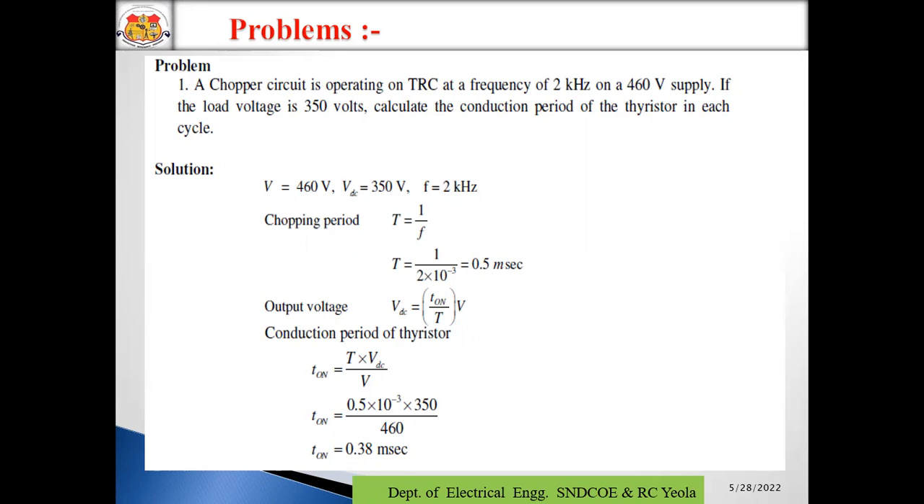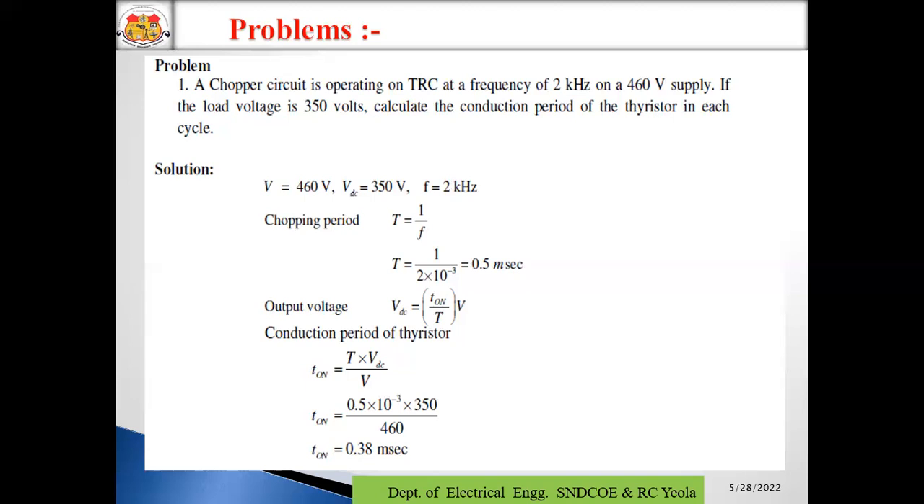In the solution, the data given is V equals 460 volt, VDC equals 350 volt, frequency equals 2 kilohertz, and the chopping period T equals 1 by F. Putting in the value of frequency, we get T equals 0.5 millisecond. Now we put this value in the output voltage formula, VDC equals T on upon capital T into V. The conduction period of the thyristor is T on equals capital T into VDC upon V. Putting in the values, we get T on equals 0.38 millisecond.